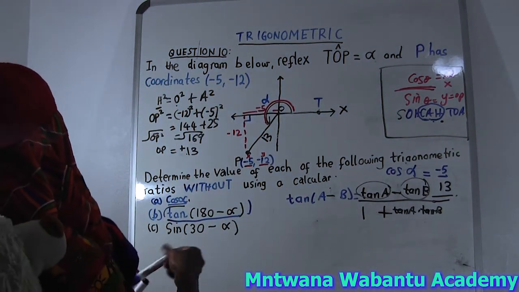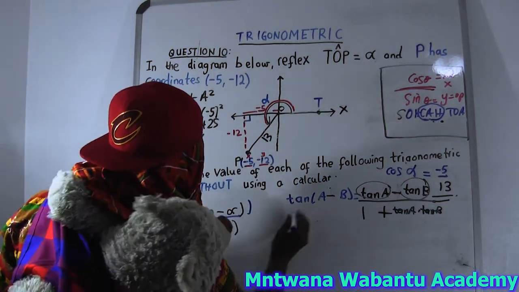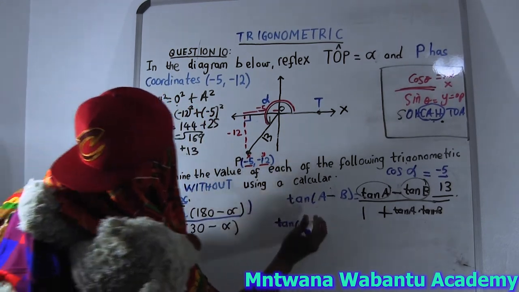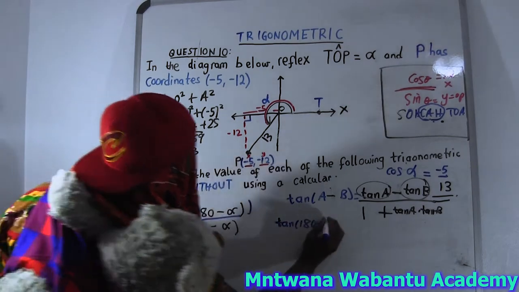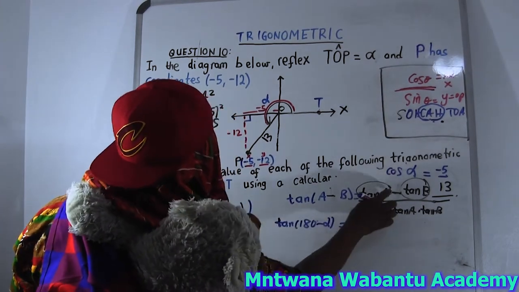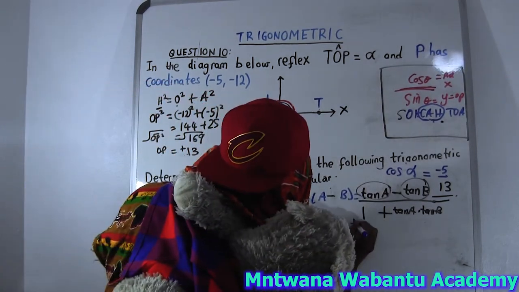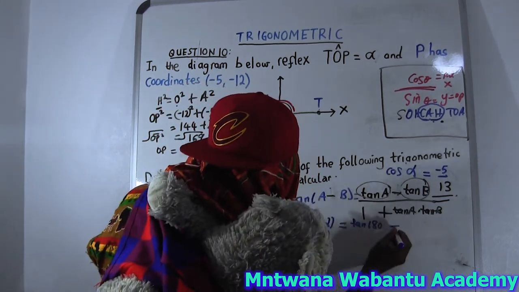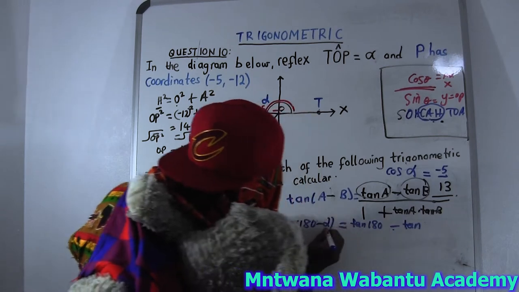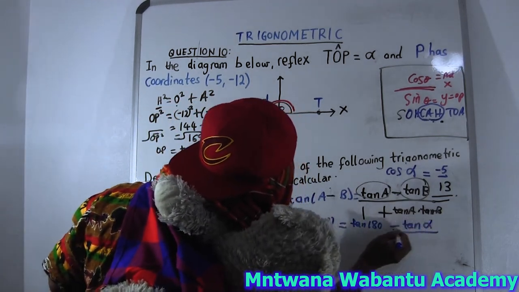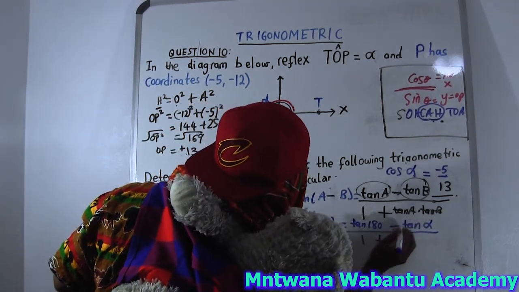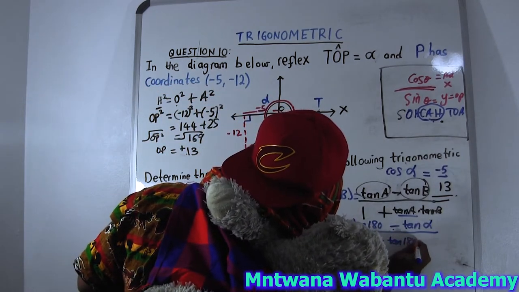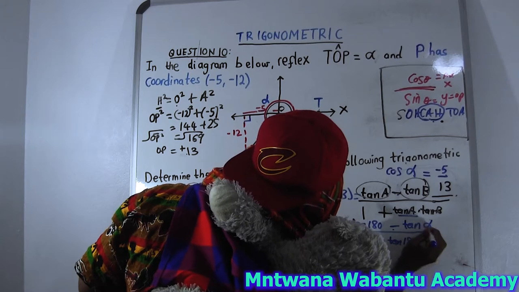Now let's go. So what do you want? We want tan of 180 minus alpha. So we're going to say tan of 180, because our A is 180 and our B is alpha. It equals tan of A, what is A? A is 180. Tan of 180 minus tan of alpha, over 1 plus tan of A, what is A? Tan of 180, and then tan of alpha.